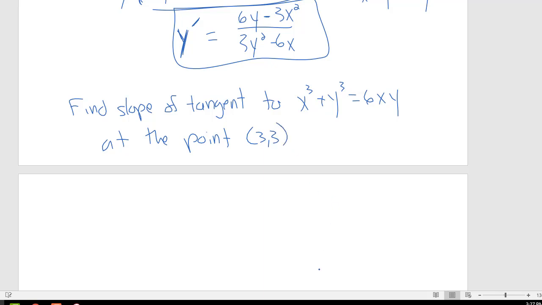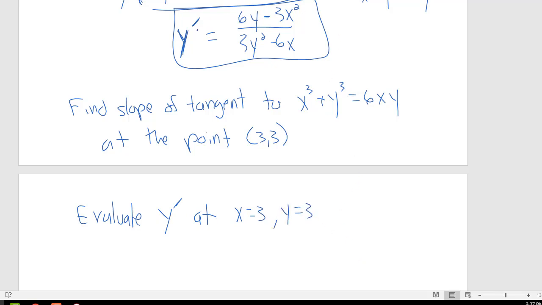Okay, and again, we've really done the bulk of the work, right? The slope of the tangent comes from the derivative, and we have the derivative. So what we really want to do in this case is evaluate. We want to plug the point in. We want to evaluate y prime at x equals 3, y equals 3.